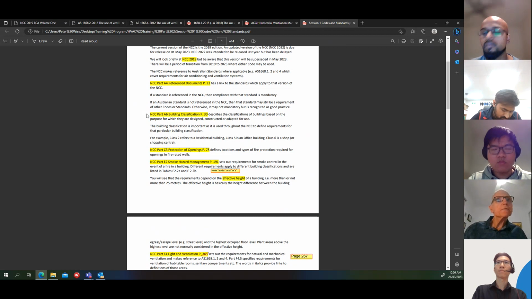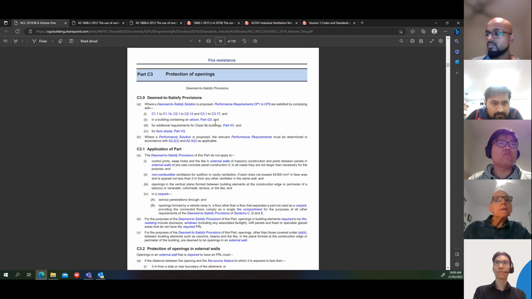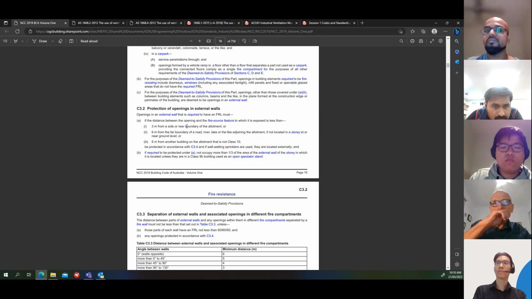So we can have a quick look at that. Page 78. Protection of openings in the external walls. I don't want to go through this because there's too much, but what I suggest is, put it on your list of things to have a look at, have a read through, get familiar with it, so you know what's in there, basically.